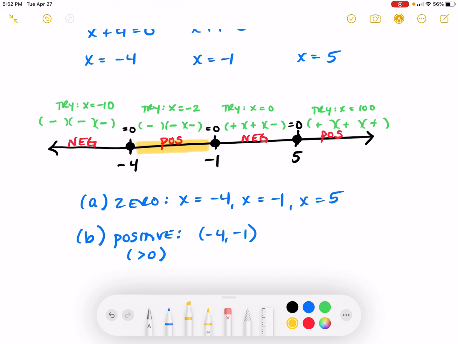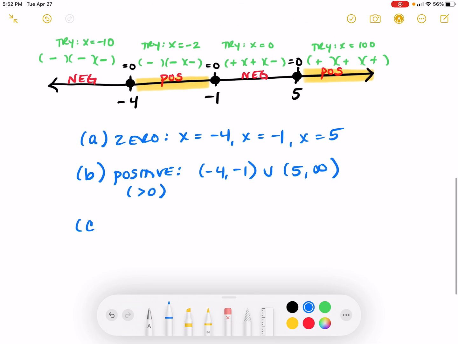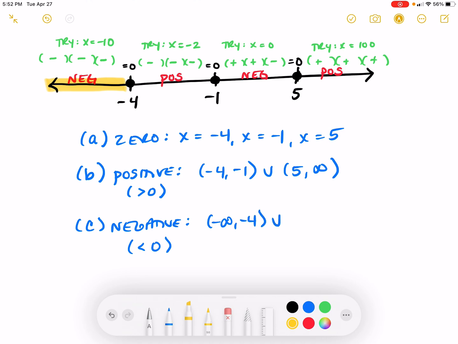And then the next interval where it's positive is when it's greater than 5. So union 5 to infinity. All right, and then for our last interval, we are going to state where the function is negative, and negative by definition is less than 0. So again, it does not include the zeros. So it is negative from negative infinity to negative 4. And then it is negative between negative 1 and 5.